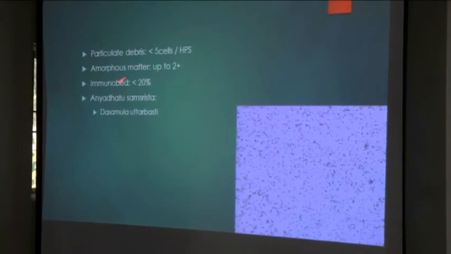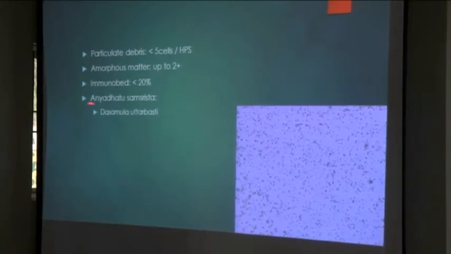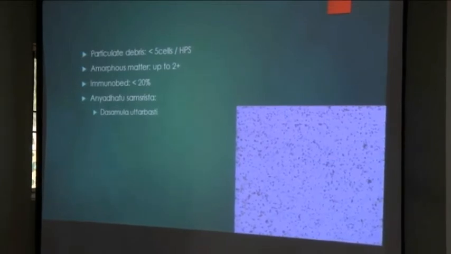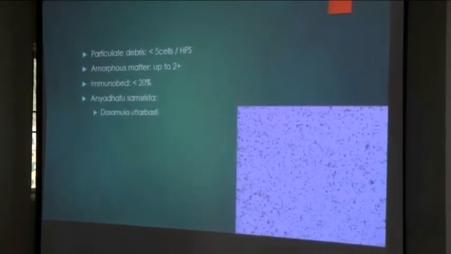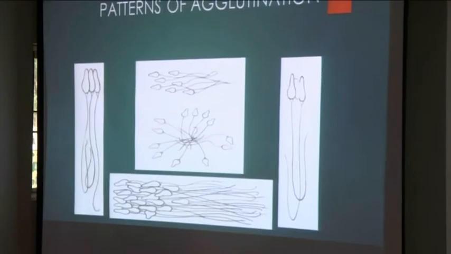And then immunobead, that is anti-sperm antibodies. I am showing the patterns there. If that is more than 20%, or any one of these factors, we have to call it Anyadhatu Samsrishta. Then we can go for Virechana, which is the best one. Again, Dashmula Uttarabasti can be given for the treatment of these. Then I will be showing the anti-sperm antibodies here. This is the pattern of antibodies.